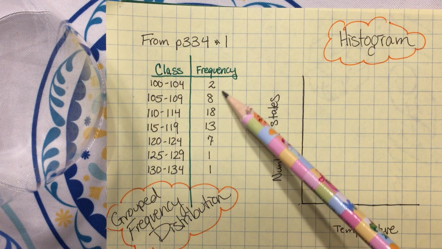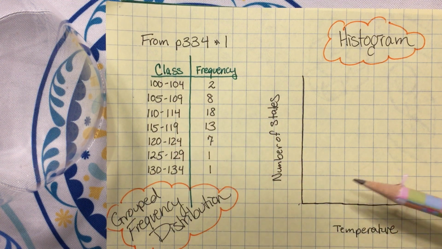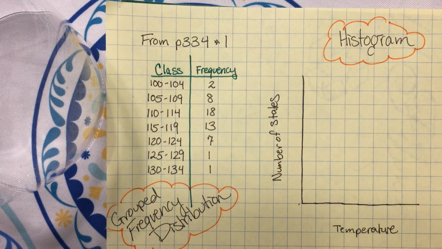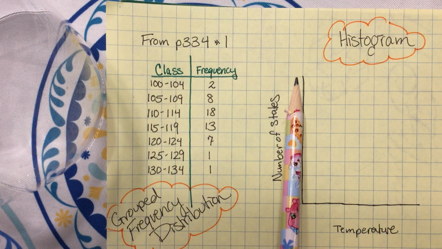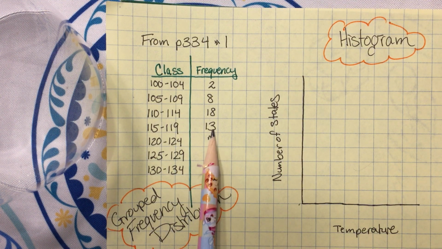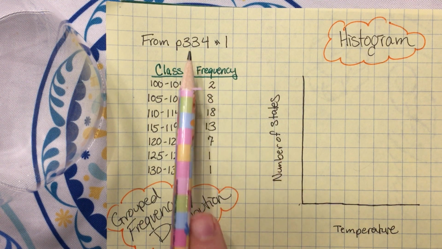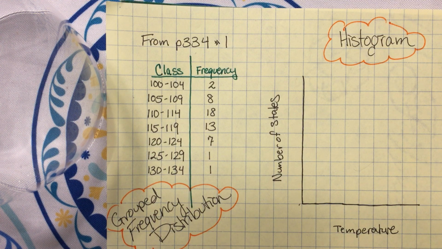So if I'm going to graph this in a histogram, which is like a bar graph, I need to figure out my scale. Now, my frequencies are going to be how tall my bars are. My tallest one is 13. And in your book, on page 334, number 1, they've got it set up for you. We can count how many lines you've got, and I think it's 1, 2, 3, 4, 5, 6, 7, 8. You've got 8 to work with.